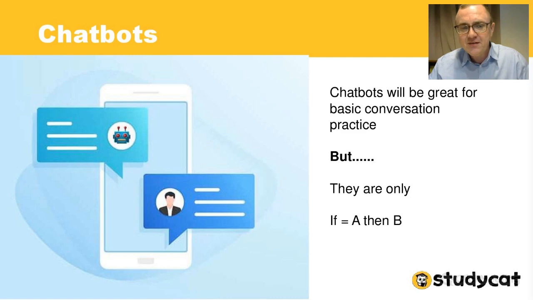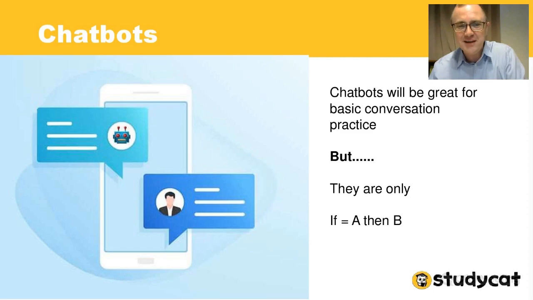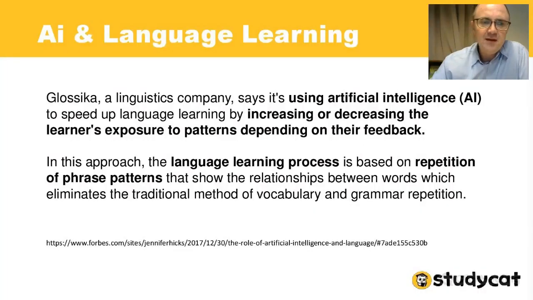The problem with chatbots is that they are just code, which is if you say A, then I will say B, or I will say B, C, or D. So if you end up saying something that hasn't been programmed in, it doesn't work. The chatbots then have to kind of guess what the answer is going to be.